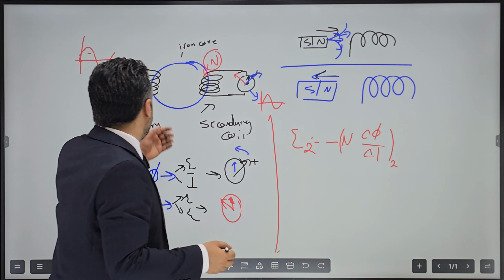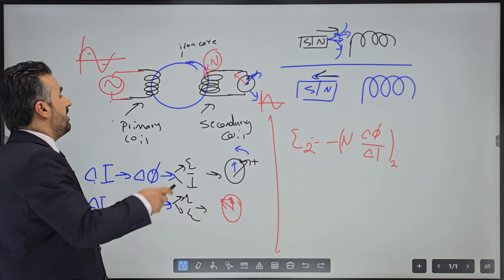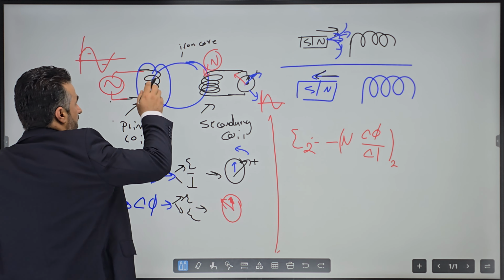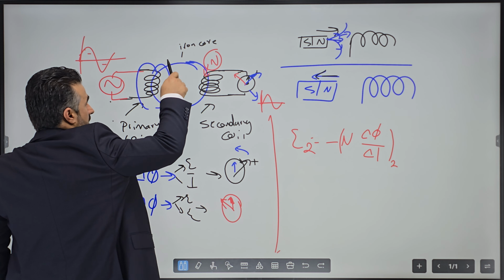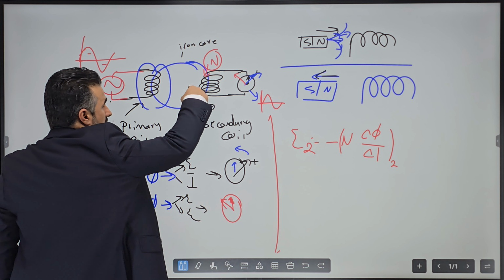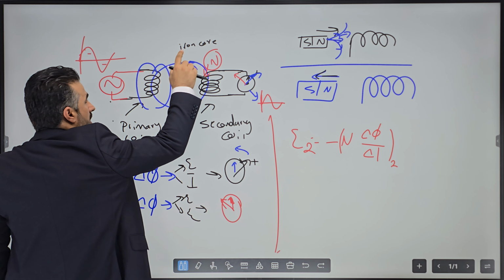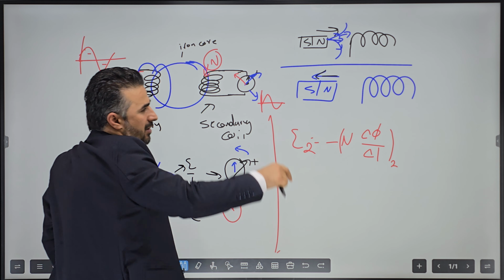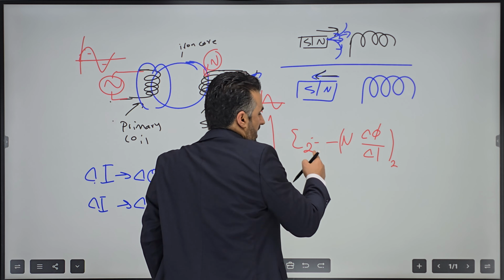Whether the magnetic field lines are increasing or decreasing, the magnetic field lines are transferred to the other coil. There is a change in magnetic flux on this coil over a period of time, and that induces an EMF.